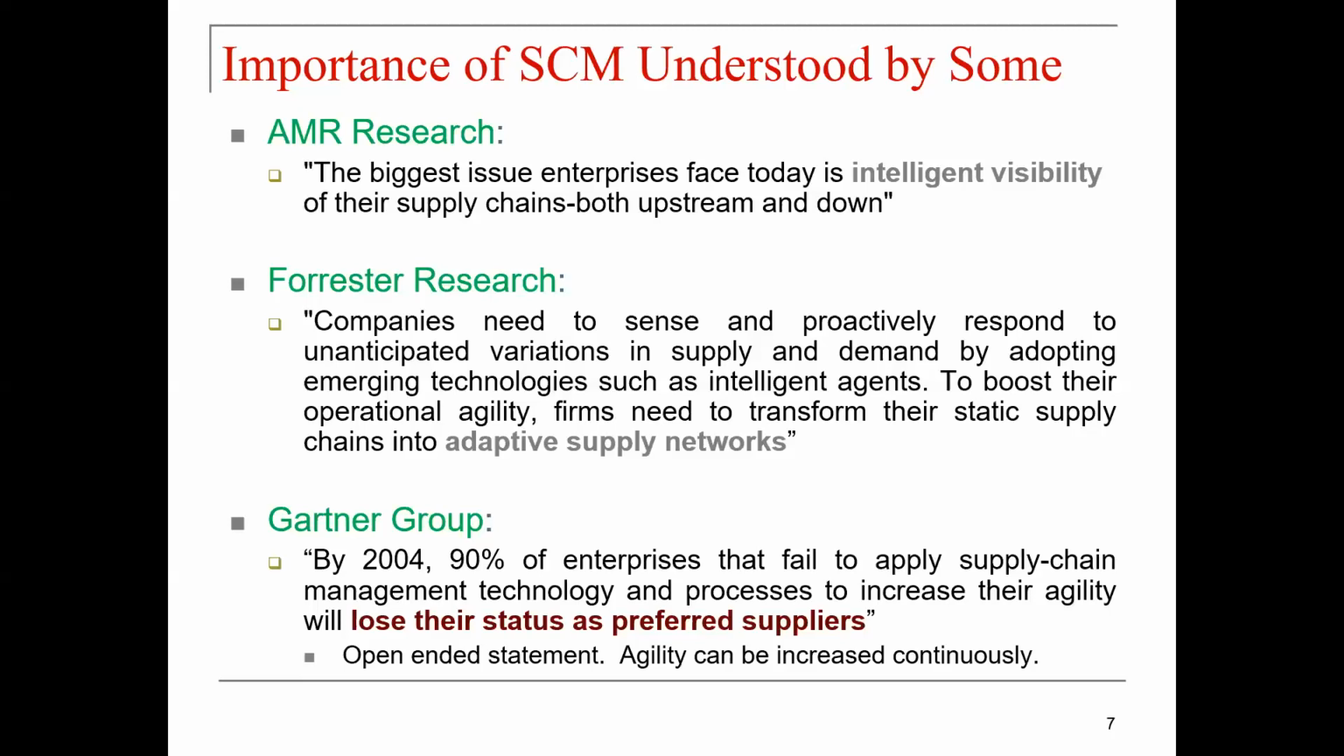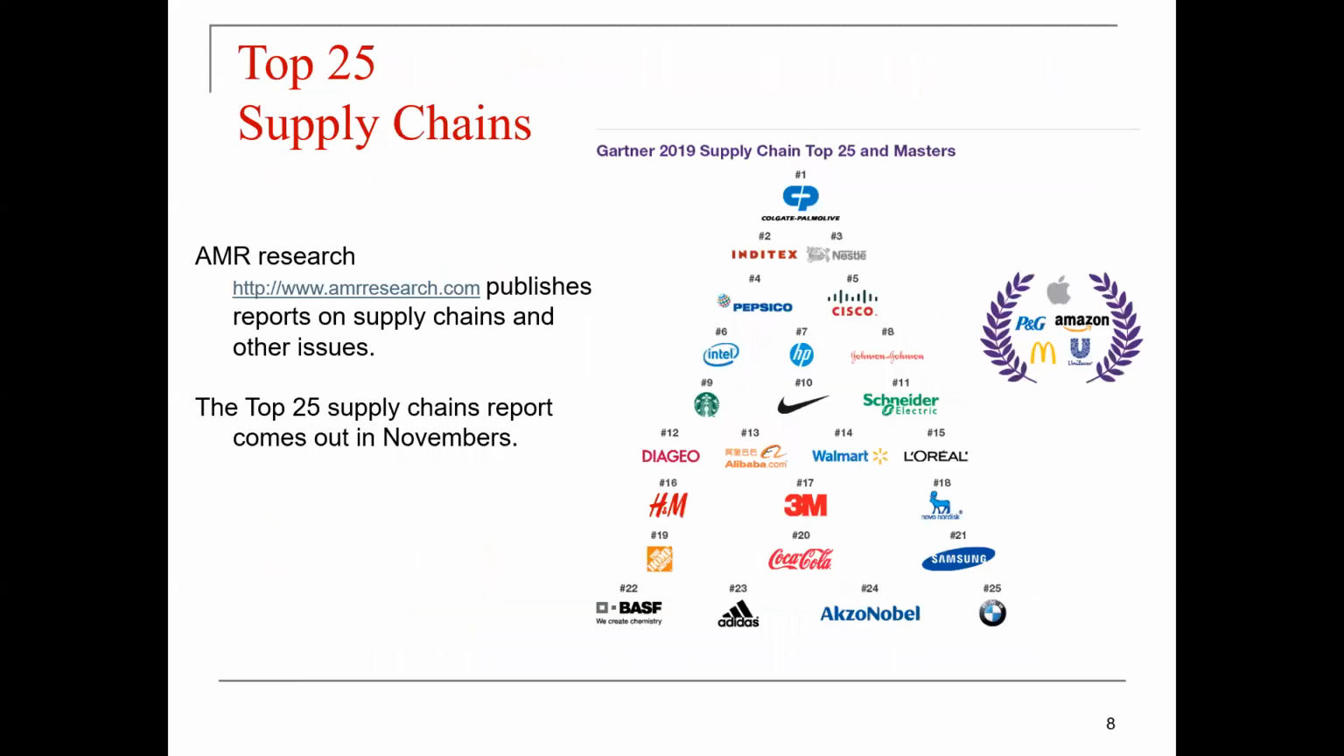On the next slide, I'm going to show you the ranking of the best companies in terms of their supply chain, and this was for 2019. Again, this is a research-based study by AMR Research. They publish this ranking every year, and these reports come every year in November. So as you can see, as I mentioned, Gartner purchased AMR.